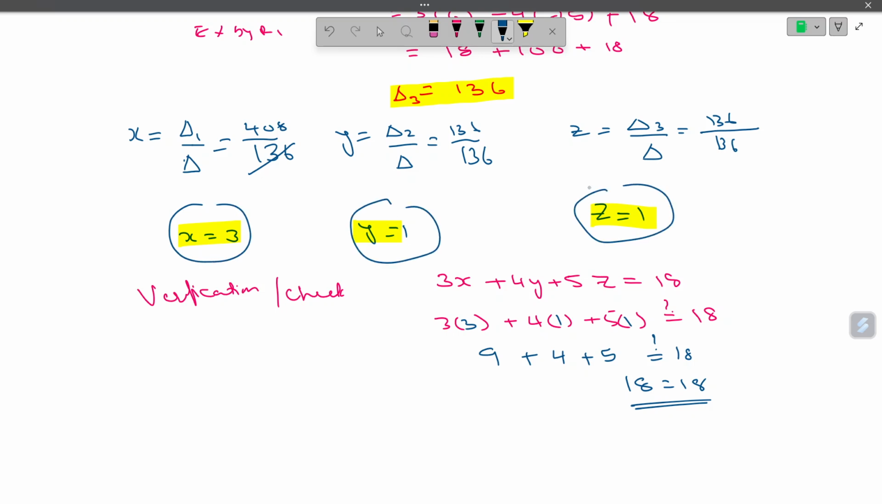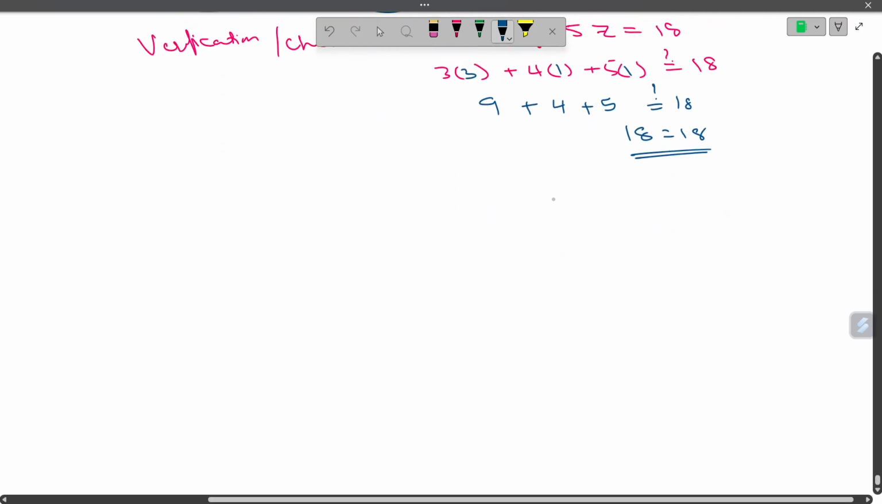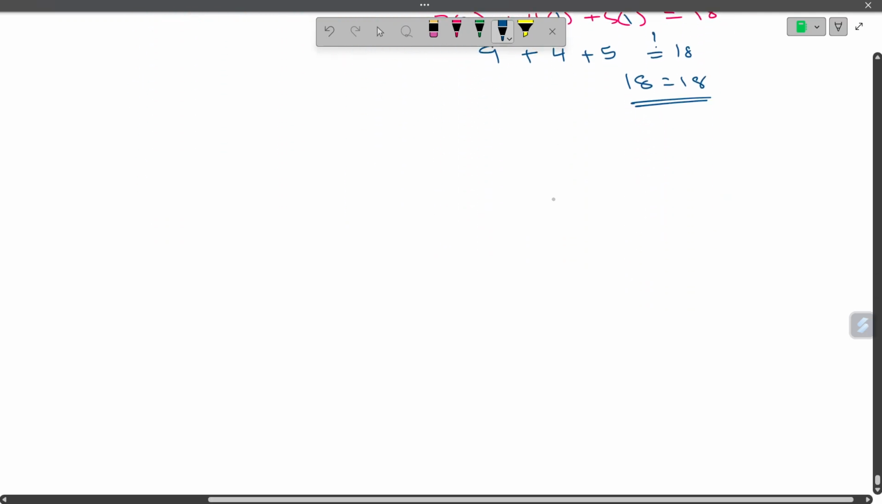Just finding the determinant, it is clear for us. The concept is clear. One more problem we'll do. We'll go with one more problem.